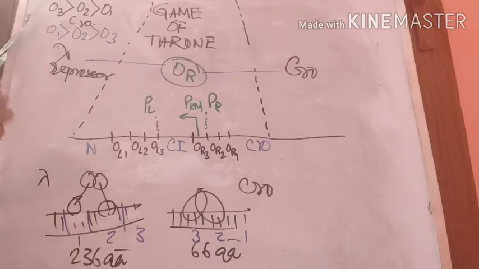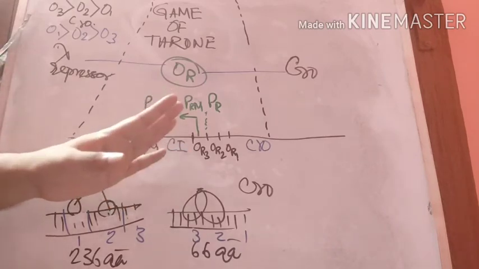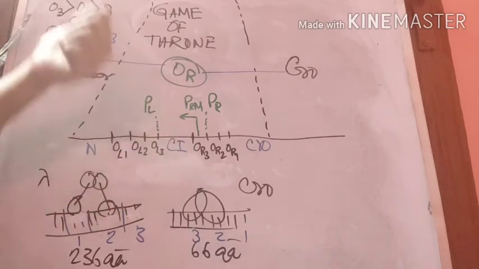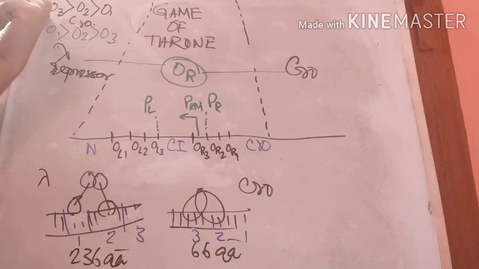I think it is clear. If it is not, just rewind a bit and follow the lecture again. Now, OR3 is not occupied. Now look at this. Cro has a greater affinity towards OR3.